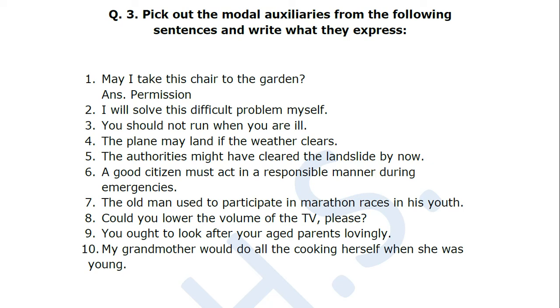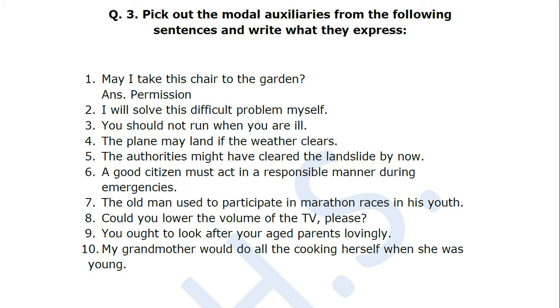"May I take this chair to the garden?" So what is happening over here? What is your modal auxiliary? First pick the modal auxiliary. Which is your modal auxiliary? May. So may here, what are you doing? You are asking permission. So that will be your answer. "I will solve this difficult problem myself." So first thing you have to do here is pick your modal auxiliary because you don't know which is the modal auxiliary. And then you tell what they express.